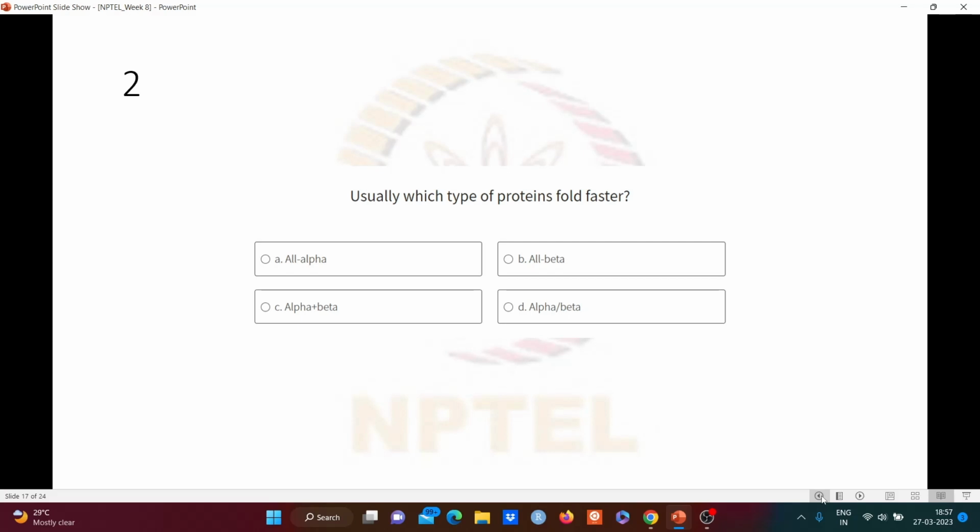Yeah, moving forward to the solution: it's all alpha proteins.